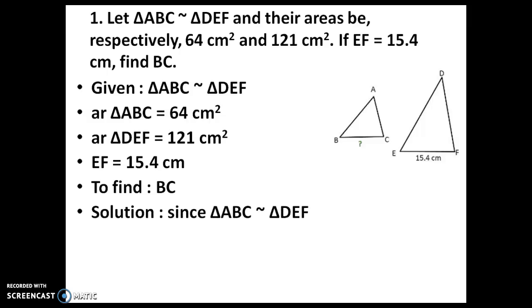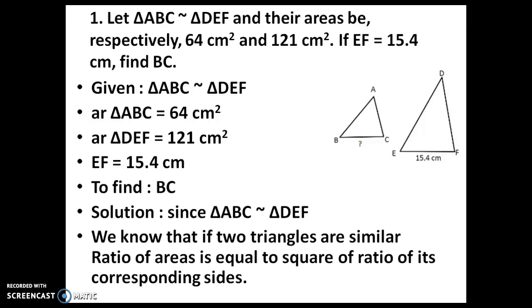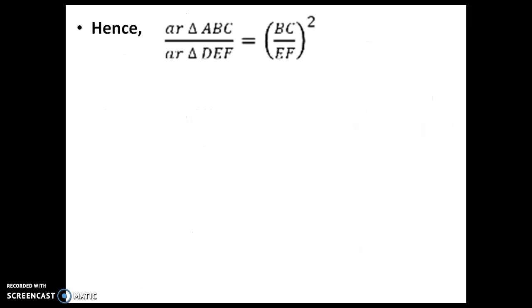Okay, then solution. Since these two triangles are similar, we can apply the theorem on areas of similar triangles. So this is the statement of the theorem. First you should write the statement, then only write what we are doing. We know that if two triangles are similar, the ratio of their areas is equal to the square of the ratio of their corresponding sides. The proof you learnt in the previous video.